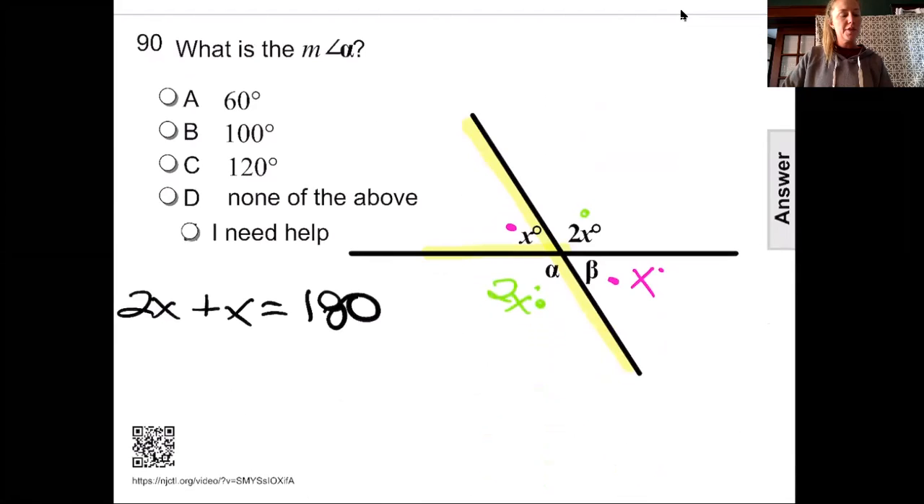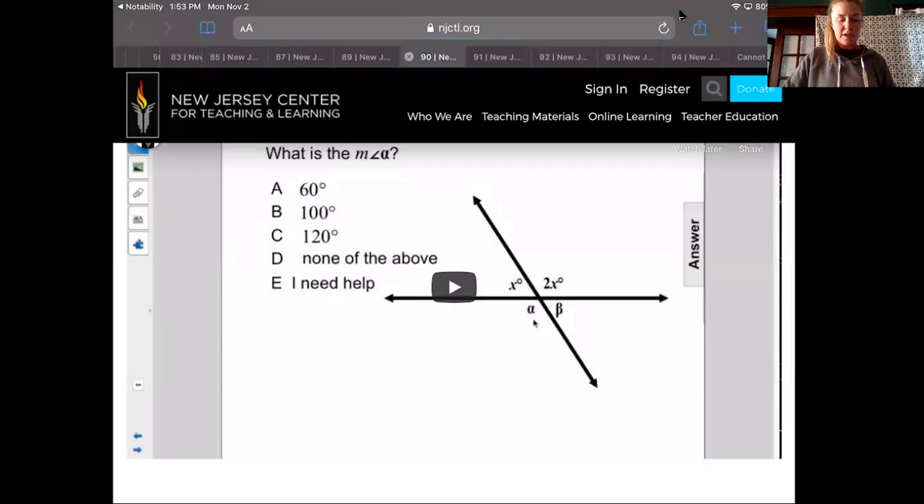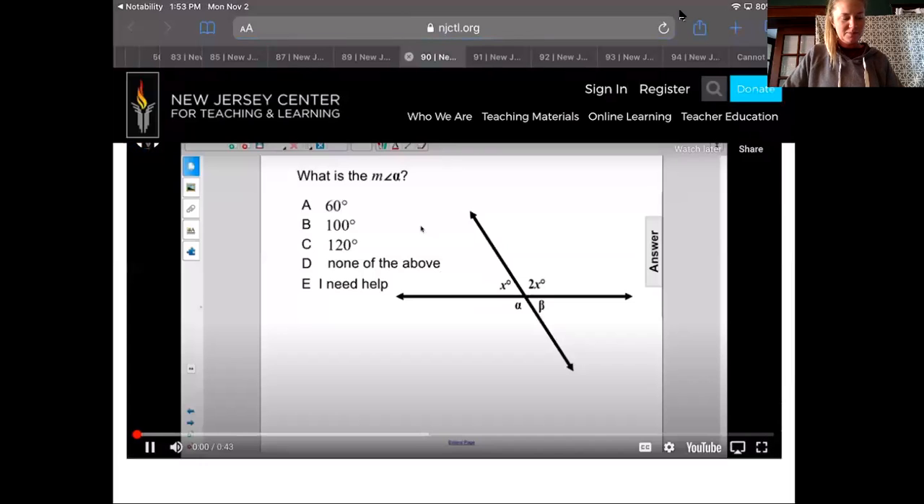Question 90 is the one that I already set up, so all we're gonna do is solve it. She's gonna go ahead and solve it. I went about it a little different than she did. In the end, we get the same answer, so either way that you wanna solve it is acceptable. What is the measurement of angle alpha?